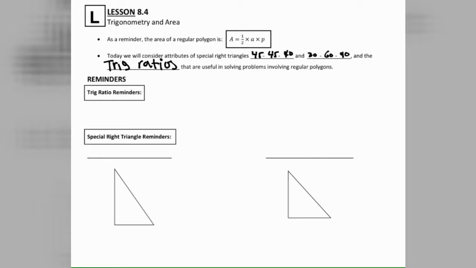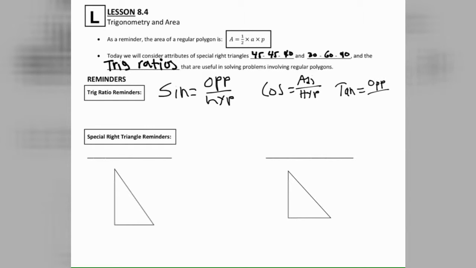So the first thing we're going to look at are the basic trig ratios. So remember we got sine, cosine, and tangent. Remember sine is always going to be opposite over hypotenuse. Cosine is always going to be adjacent over hypotenuse. And then lastly, you have tangent, which is going to be opposite over adjacent.